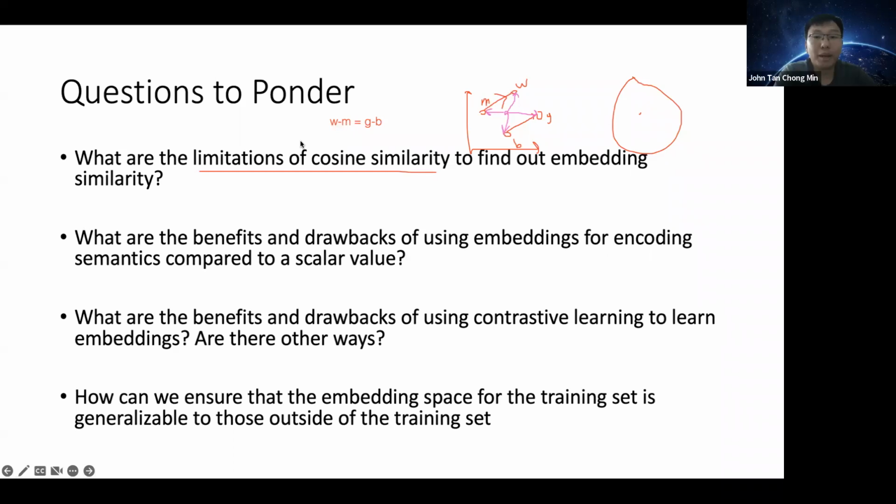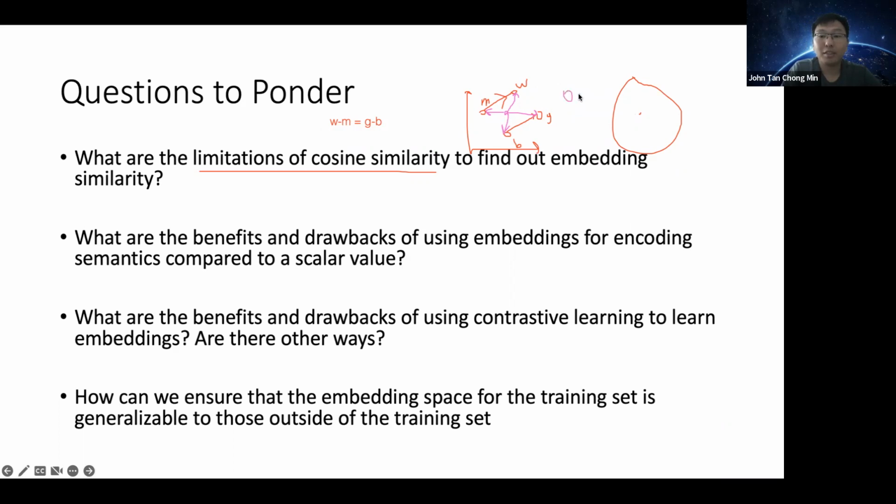Oh, no, we're not talking about intersection between man and woman here. We're just talking about vector arithmetic here. Like whether you can take W minus M, woman minus man, is it the same as girl minus boy? If we were to normalize the vectors, because you see, initially the vectors might be like that. Okay, let me give you an example. The vector of girl might be here.